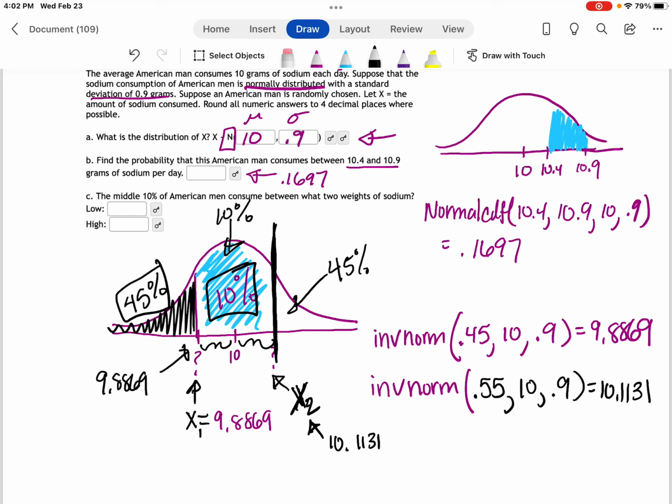So if I look at the probability of something falling between 9.8869 and 10.1131, these are the values that hold the middle 10%. That probability that it would fall between those two values is 0.10. And so we did it by either using inverse norm and looking at the area to the left, or once I find one of those X's, I can just use symmetry to figure out what the other X is.